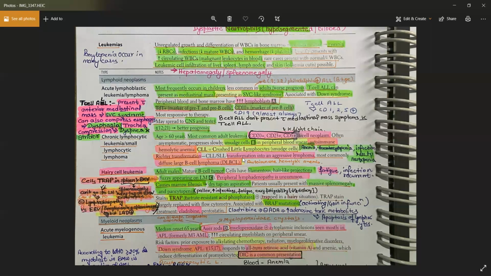this CLL or the SLL can also be transformed into the aggressive lymphoma, which is mostly the diffuse B cell lymphoma or the large B cell lymphoma, right? And that is known as a Richter transformation. Nothing much special about it.